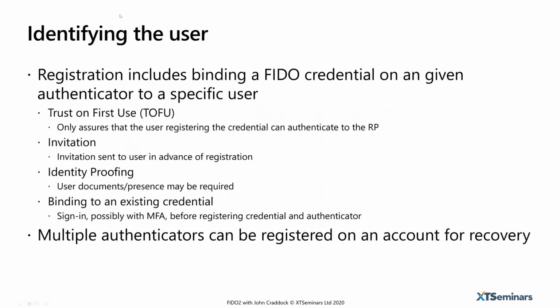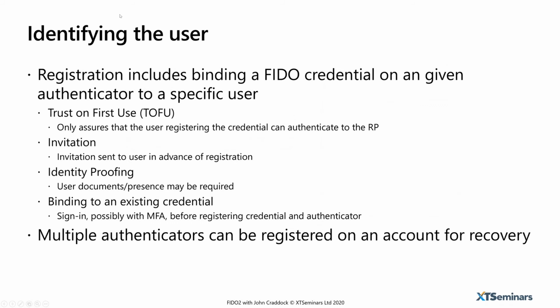Okay, identifying the user. Now, this is an interesting one. We started off not identifying the user at all. All we did is we registered a public key. And all the relying party can say is that it's the same person coming back. And that's referred to as trust on first use. So it assures the user registering the credential can then authenticate against the relying party. And we know always that it's the same user.